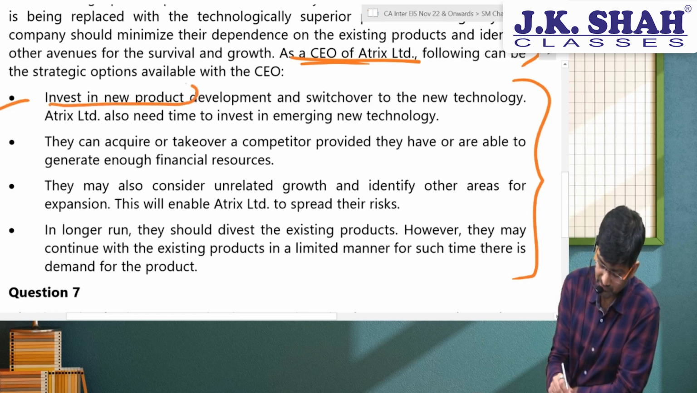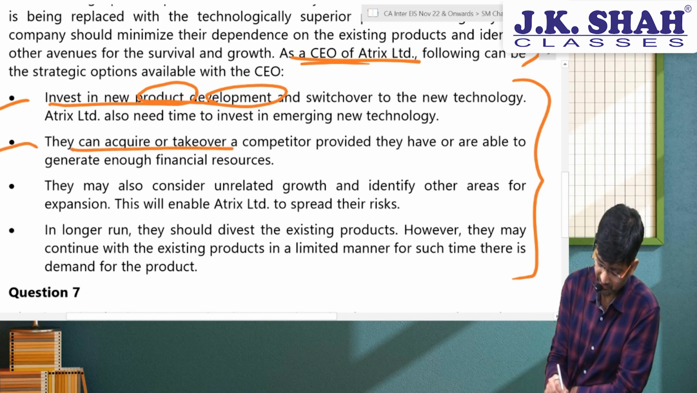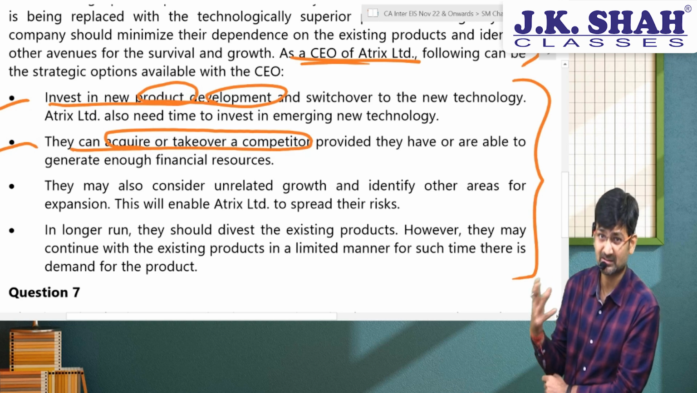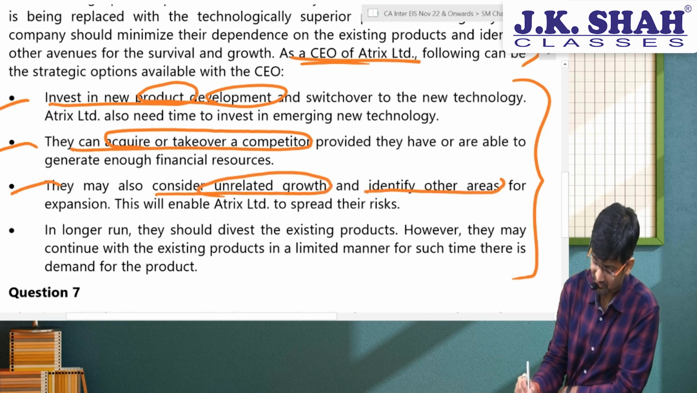You need to invest in new product development. You can go for product development because your old products are dying out. You can go for a merger or a takeover, acquire or take over a competitor. That is how you can do external growth. Or you may do an unrelated growth and diversify into other areas, totally unrelated diversifications.